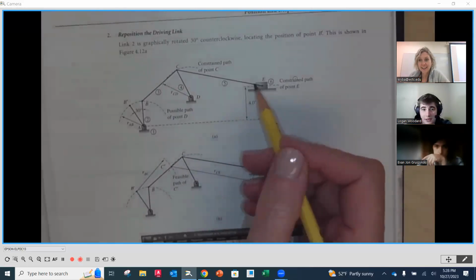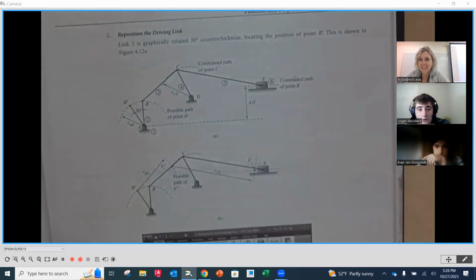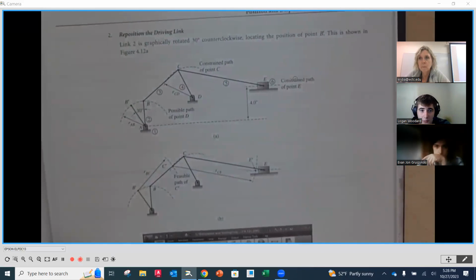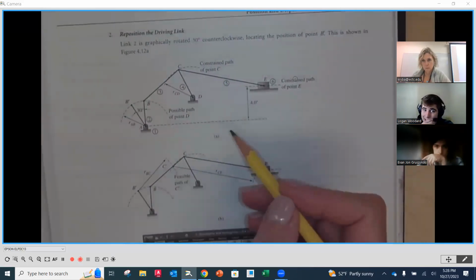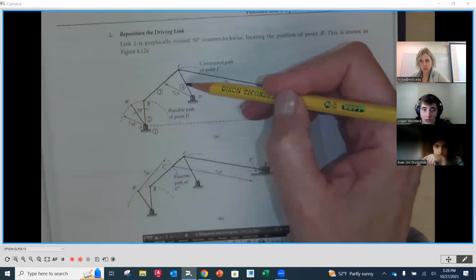All right. I actually had a question. So when we're doing that in AutoCAD, drawing the circles, the radius is the length of the linkage to the point that we want it to be. Yep.